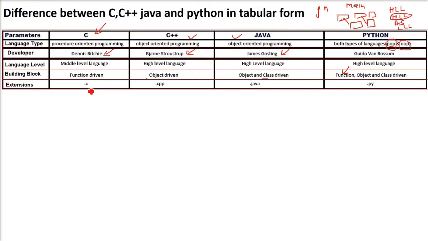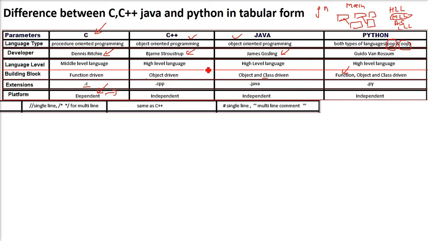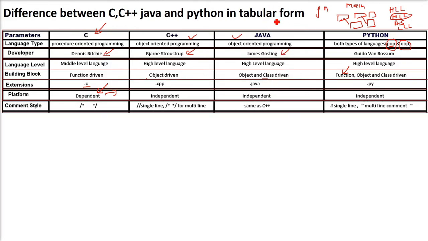When you make a program, what will be the extension? C will be .c, C++ .cpp, Java will be .java, and Python will be .py. Platform: C is platform dependent. Once you make the program in C, in another configuration it may work, it may not work. C++, Java, Python are all platform independent. You can make the program anywhere and port it and run it in any other place. That is why Java has come in, it has bytecode.